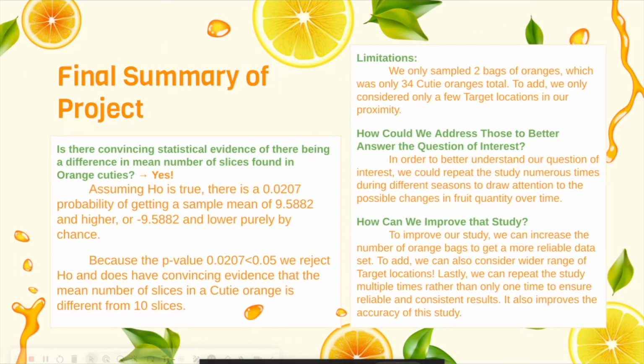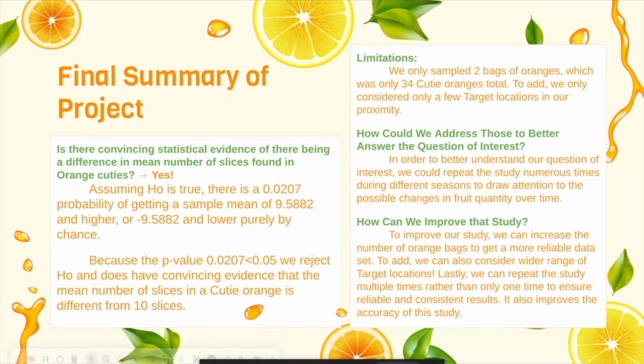So this is our final summary of the project. After doing this study, we can confidently say that there is convincing statistical evidence of there being a difference in the mean number of slices found in orange cuties. We can say this because since the p-value 0.0207 is less than 0.05, we can reject our null hypothesis, and we can say that we do have convincing evidence that the mean number of slices in a cutie orange is different from 10 slices.